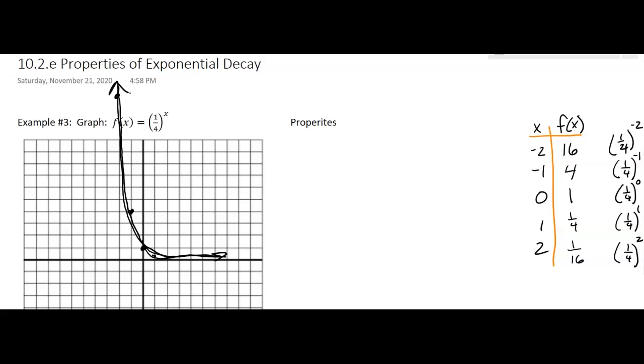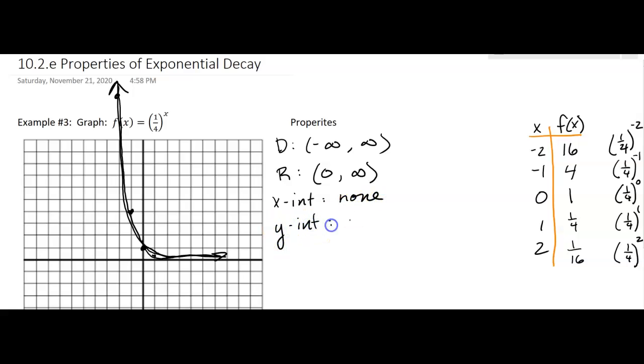What are the properties? Domain, all real numbers, -infinity to infinity. Range, 0, but don't include the 0, to infinity. X-intercepts, none. Y-intercept, that's going to be at that point 0, 1 again.